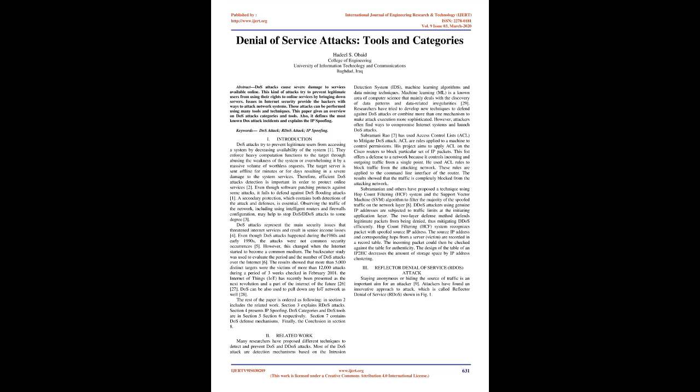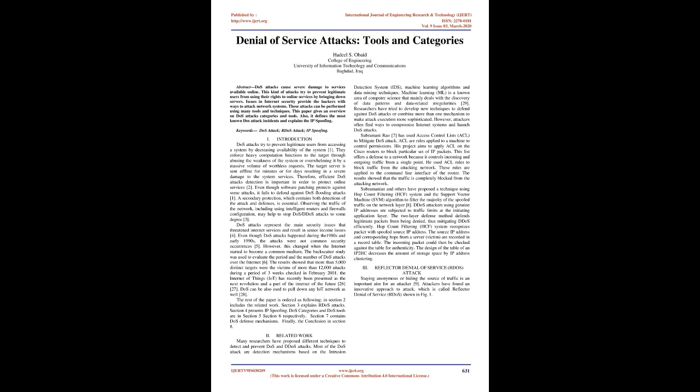The Internet of Things, IoT, has recently been presented as the next revolution and a part of the Internet of the Future. DoS can also be used to pull down any IoT network as well. The rest of the paper is ordered as follows. Section 2 includes the related work. Section 3 explains RDoS attacks. Section 4 presents IP spoofing. DoS categories and DoS tools are in Section 5 and Section 6 respectively. Section 7 contains DoS defense mechanisms. Finally, the conclusion is in Section 8.